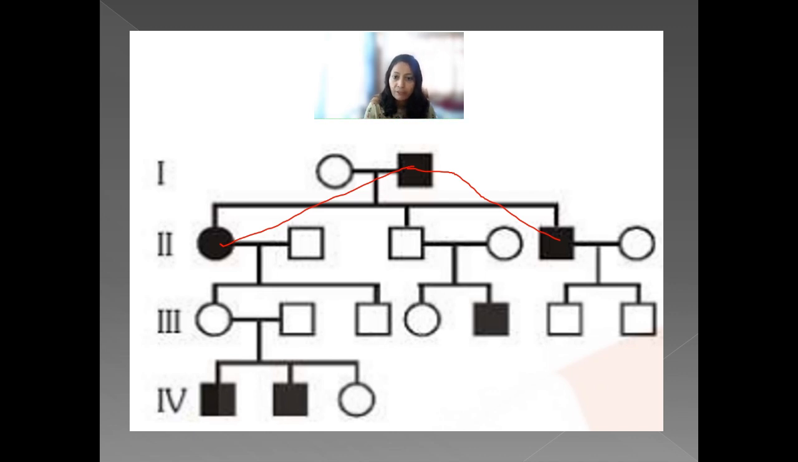If you watch this affected member, then none of the parents is affected. See, both the parents are not affected. If we watch these affected members, again the parents are not affected. If we watch for this also, the parents are not at all affected. So this will go by this statement. So this is telling us that this pedigree is recessive in nature. Now let's move on to the step 2.